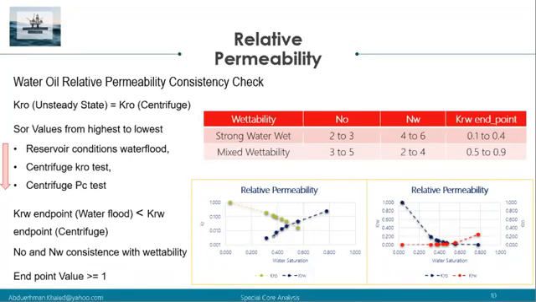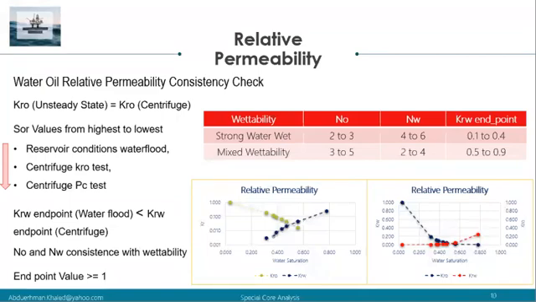Another thing used to check consistency is the Corey exponents. We call them the oil exponent and water exponent, NO and NW. They are usually determined from the final curves and should be consistent with wettability measurements. Here is the table made by Skauge in 2013, linking the exponents and water relative permeability endpoints with the wettability type. If you have strongly water wet, the oil exponent should range from 2 to 3, and NW from 4 to 6, and the same thing for the water relative permeability endpoint. In the next slide, I will show you how to estimate the oil exponent and the water exponent.